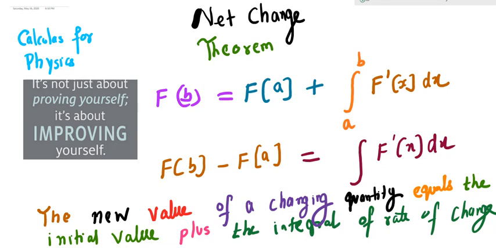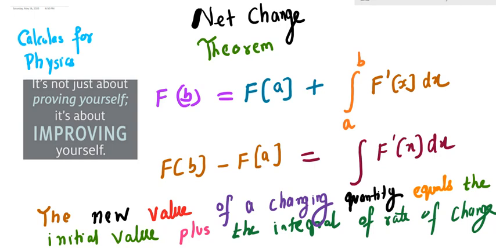So if you see this equation, and don't worry about your lack of knowledge of integration, you can do it. F(b), for example, represents your new position, okay, and F(a) represents your initial position, and the integral from a to b of f'(x) dx represents the displacement due to non-uniform motion. So your final position is the sum of the initial position and the displacement because of non-uniform motion. It's a sum of that.